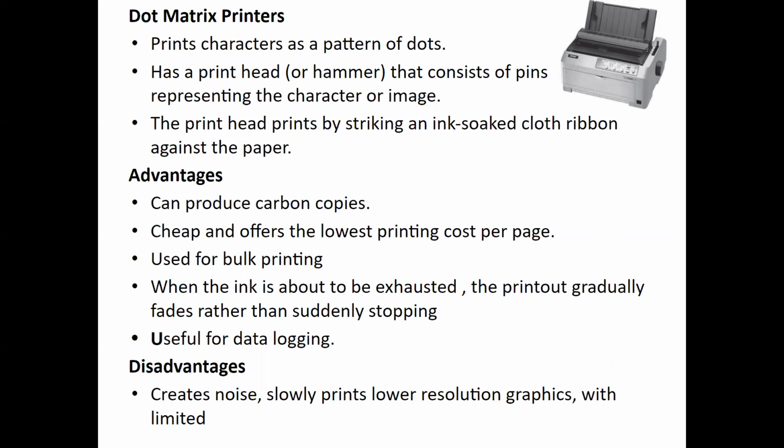To produce color output, the black ribbon can be changed with a color striped ribbon. The speed of a dot matrix printer is around 200 to 500 characters per second. Now, what are the advantages? The first advantage is that it can produce carbon copies. It is very cheap and offers the lowest printing cost per page.